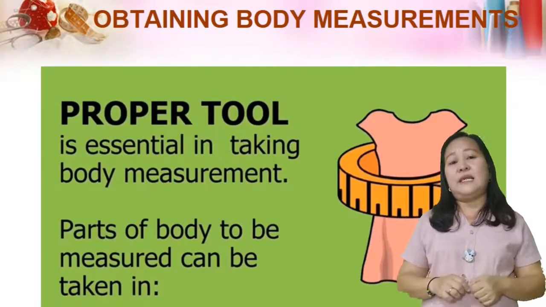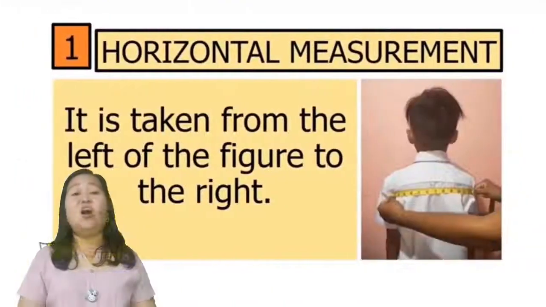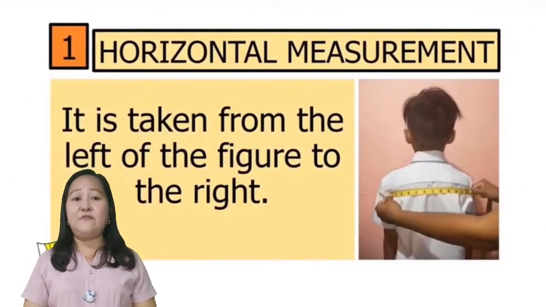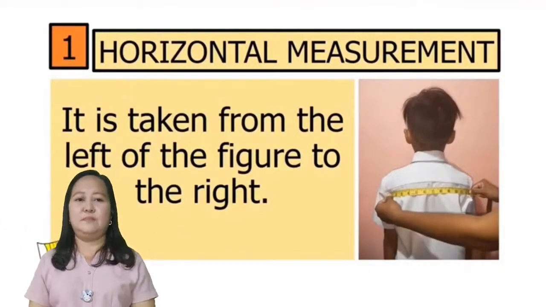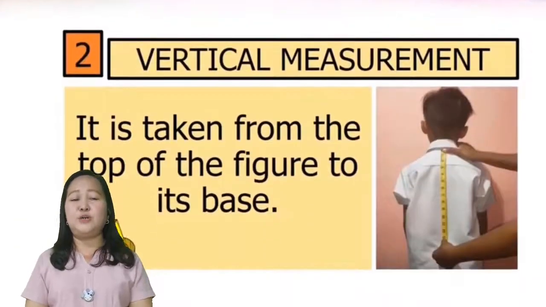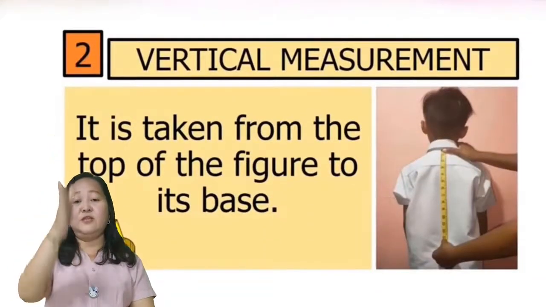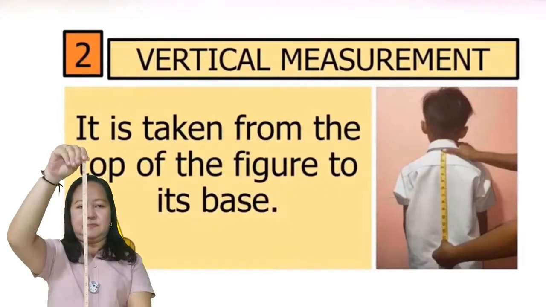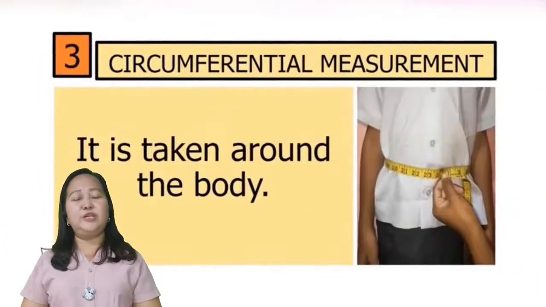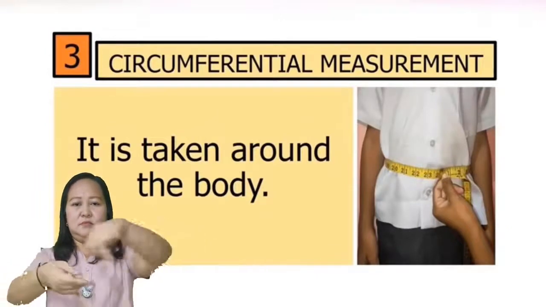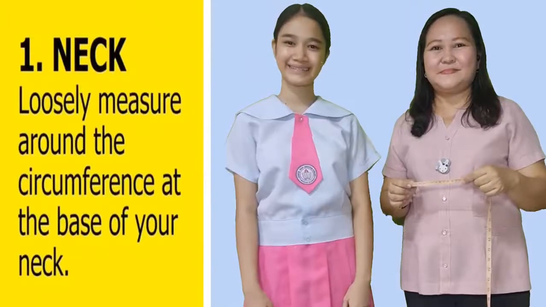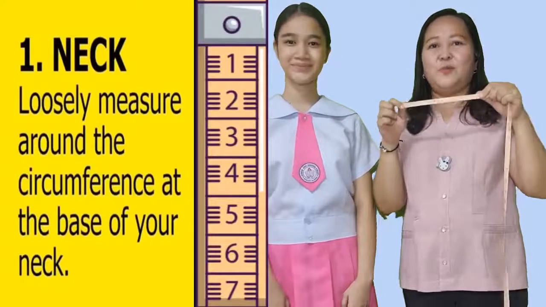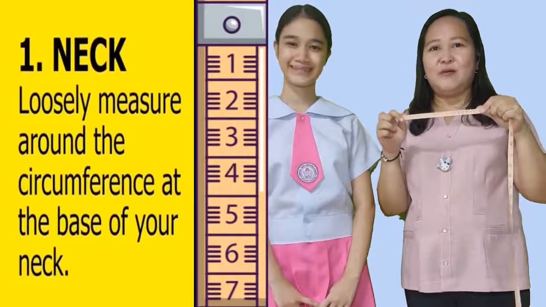Now, the parts of the body can be measured in horizontal measurement. It is taken from left of the figure to the right, like so. Next, vertical measurement. It is taken from the top of the figure to its base, like this. Next is circumferential measurement. It is taken around the body part, like this.